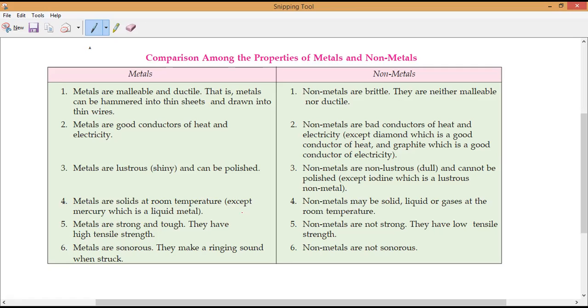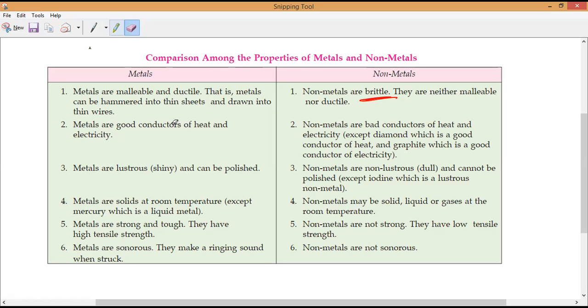They are not malleable and not ductile. They are brittle in nature. That is what you have to remember. Neither malleable nor ductile, they are brittle in nature. Do you understand all of you? Brittle in nature. Next, you can read the second point.